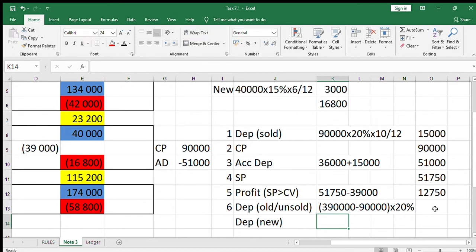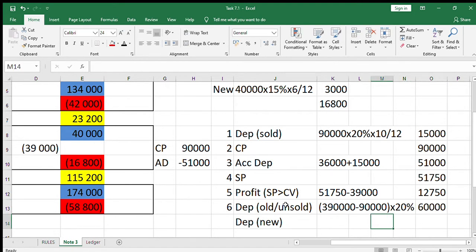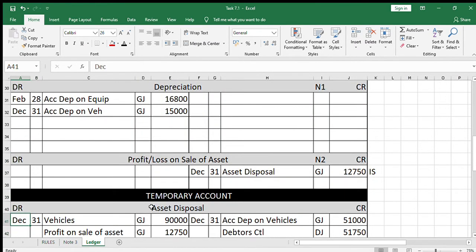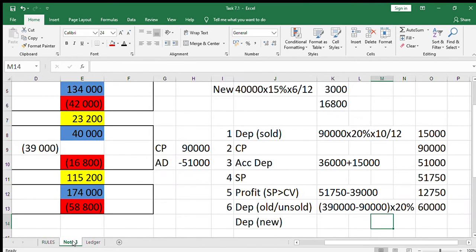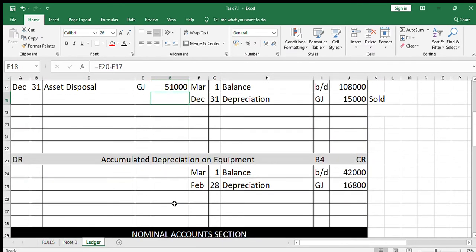Okay, so that calculation is basically 300,000 times 20%. Okay, so 60,000 is our depreciation. Go to your ledger. The journal entry is debit depreciation and credit accumulated depreciation. Okay, so on February the 28th, we're going to debit depreciation with 60,000. Okay, and we're going to credit accumulated depreciation on vehicles with 60,000. This is the depreciation on the unsold. Right?